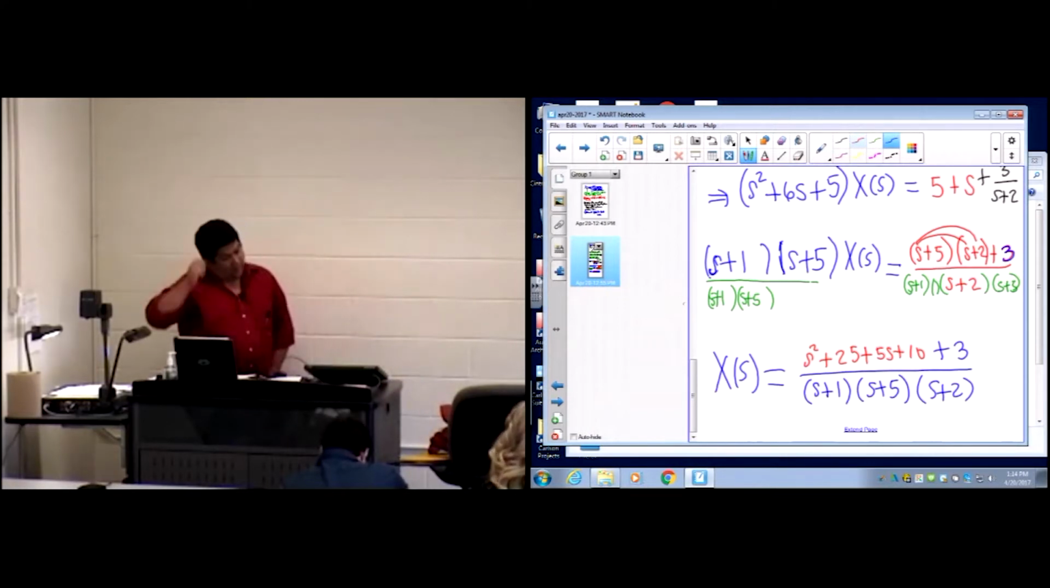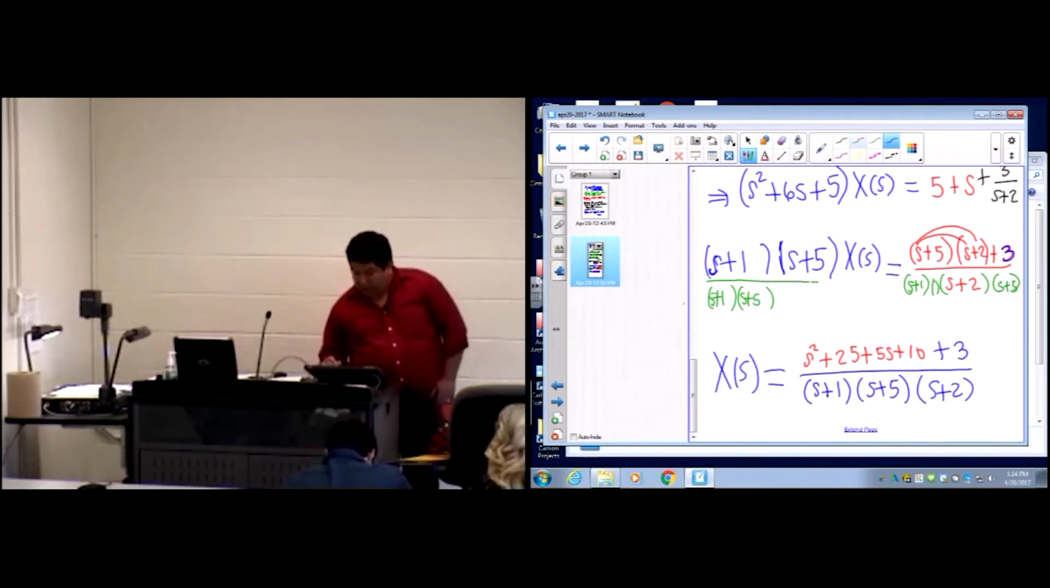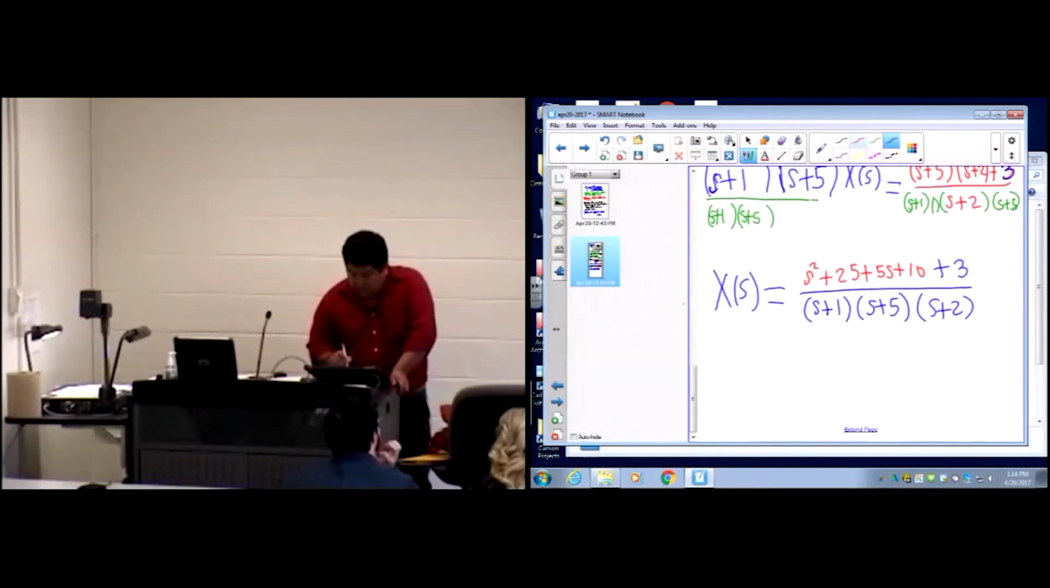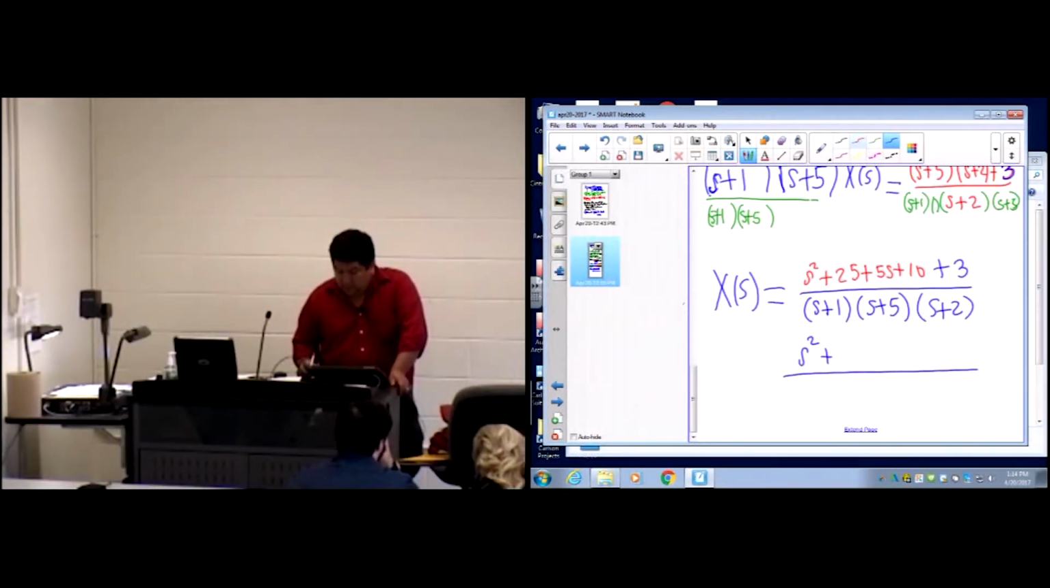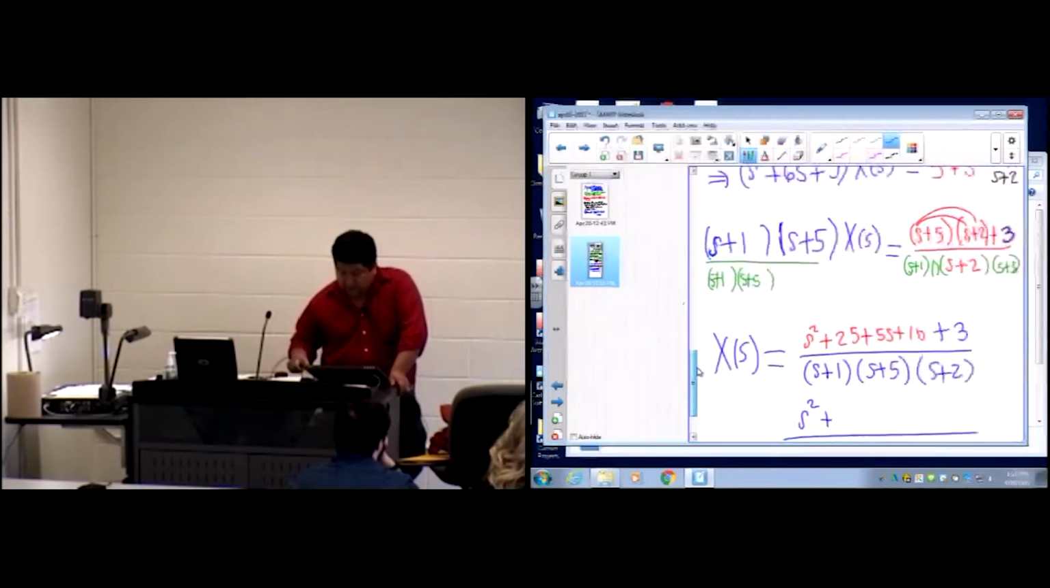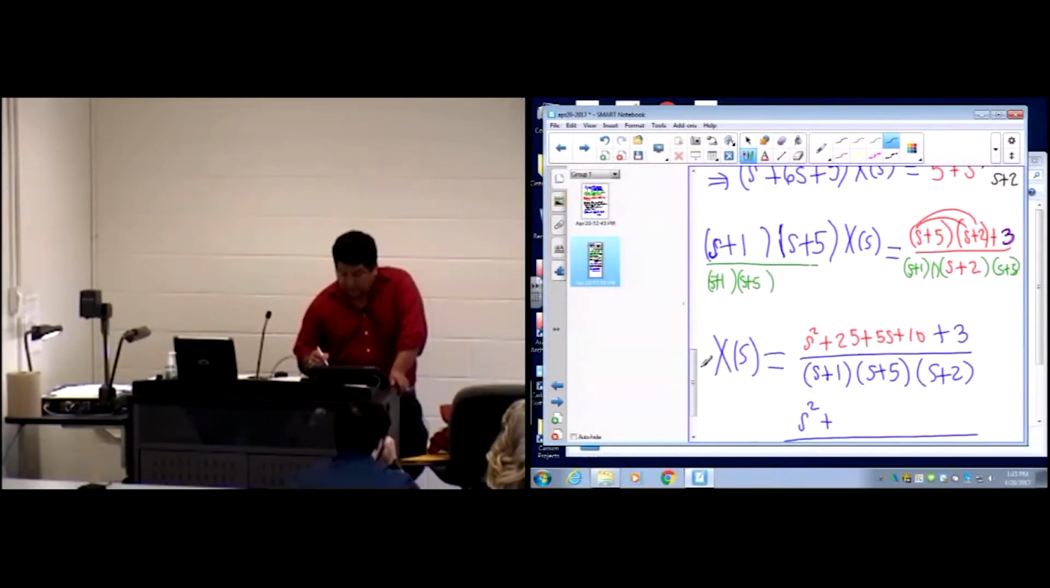So if we multiply S times S, that would be S squared, and S times 2, that would be 2S. So let me make sure we write this clearly here. This would be 2S. 5 times S is 5S, and 5 times 2 is 10. So the quadratic is going to look like S squared plus 7S plus 10 plus 3, which is 13. Okay, and I'm keeping that denominator as the product of S plus 1 times quantity S plus 5 times quantity S plus 2. That's what big X is looking like.